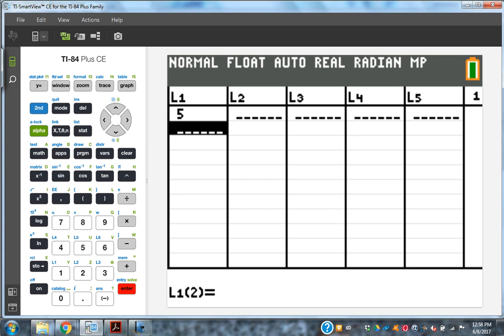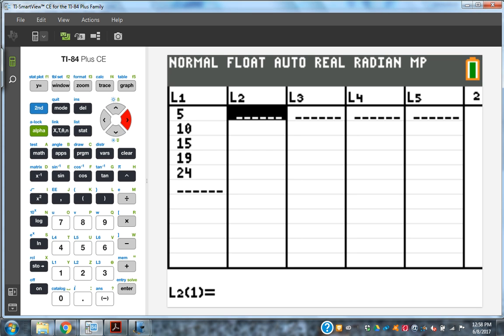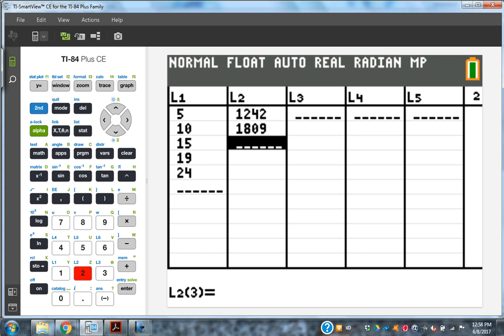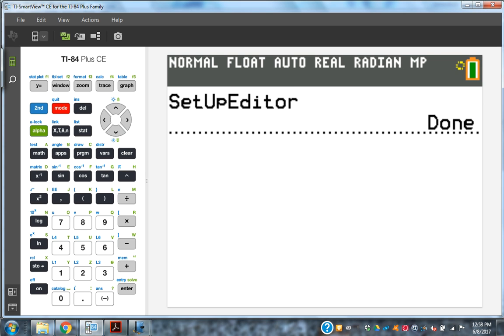I have 5, 10, 15, 19, 24. And then in list 2, I'm going to put the y values, or the tuition and the fees. So 1242, 1809, 2860, 3356, 5132. Okay. I'm going to press second mode to get out of that.